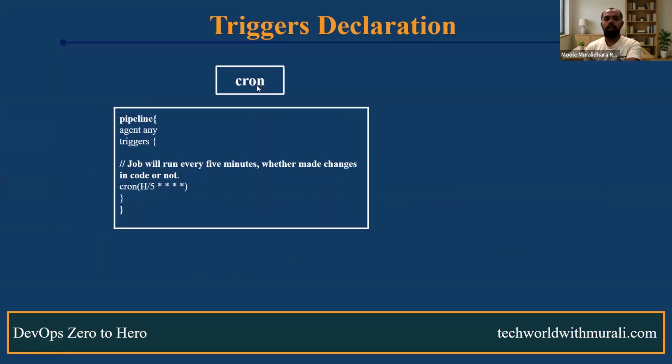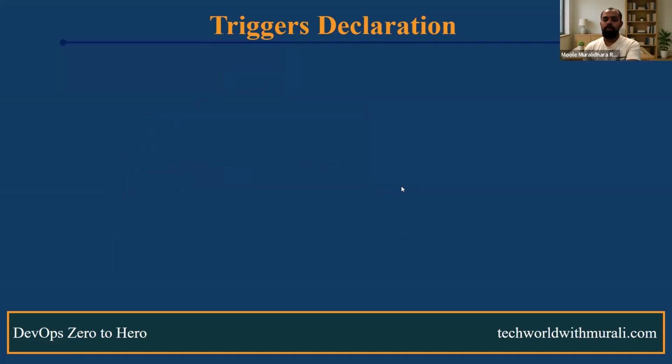And here you can see the pipeline, open, close, agent any. And here I'm mentioning the triggers, open, close. For example, I'm defining cron('H/5 * * * *'), which means every 5 minutes it will be triggered. If you remember, you are aware of build periodically, the cron tab syntax. It means every 5 minutes it will run, whether changes were made in code or not doesn't matter. This particular cron will run, meaning build periodically will run, and the job will be triggered automatically every 5 minutes.